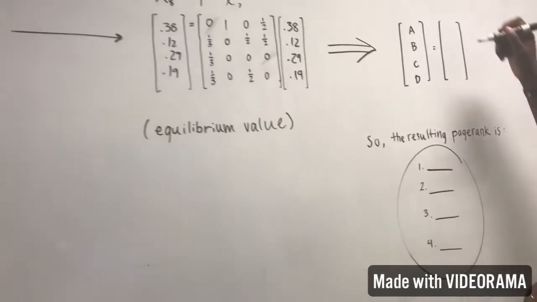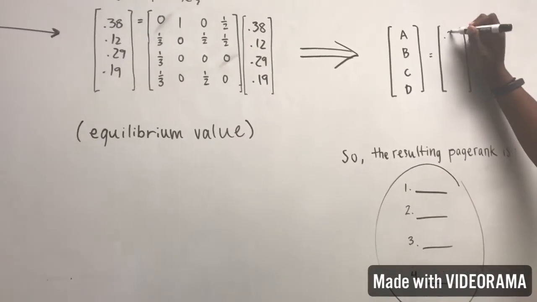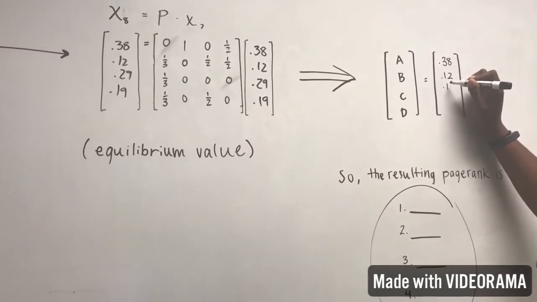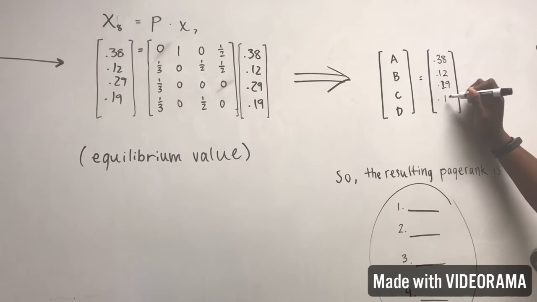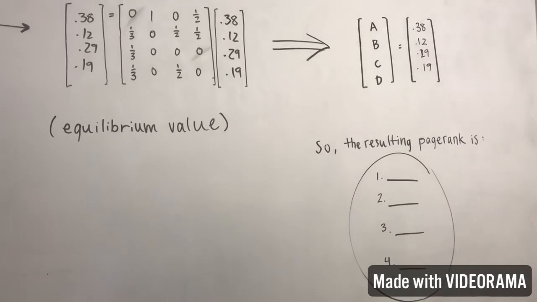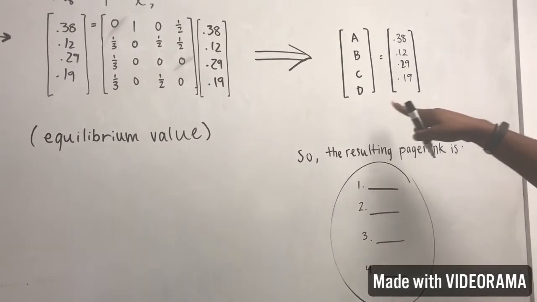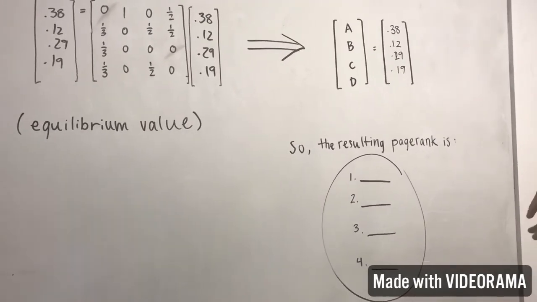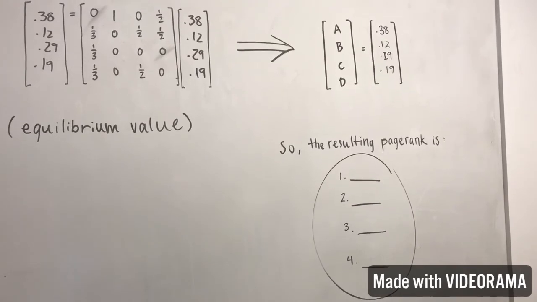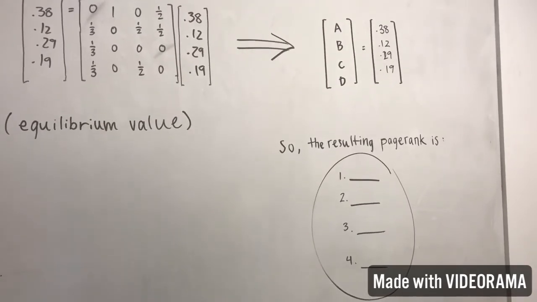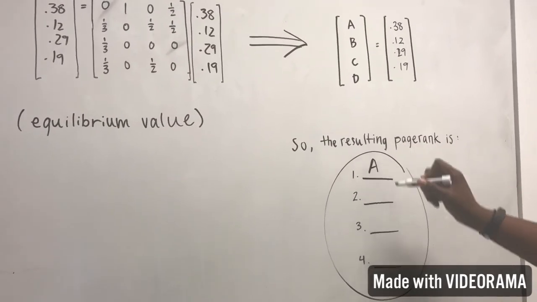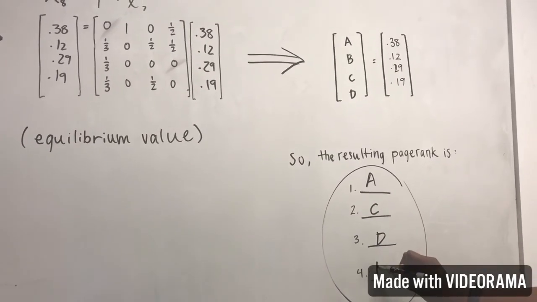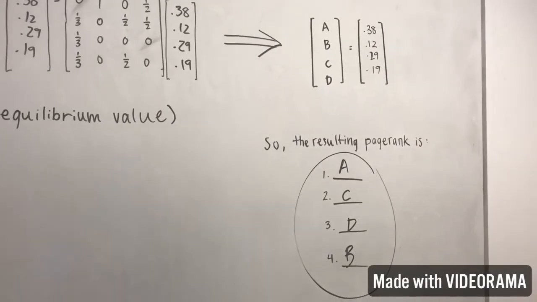So we take this value and have it equal the websites that we had before, A, B, C, D. Since we have these values, we can finally rank the pages by the value of those numbers from highest to lowest. The resulting page rank would be A, C, D, and B. And that's how a Google search engine works.